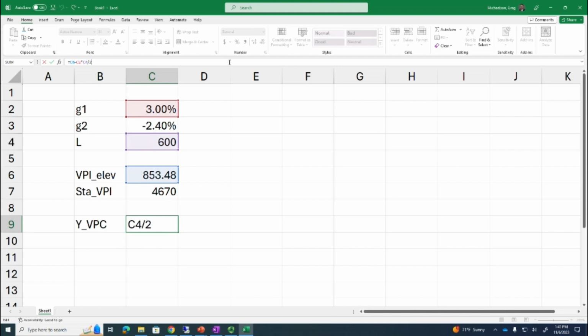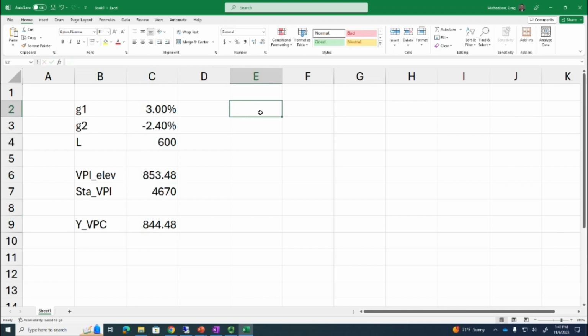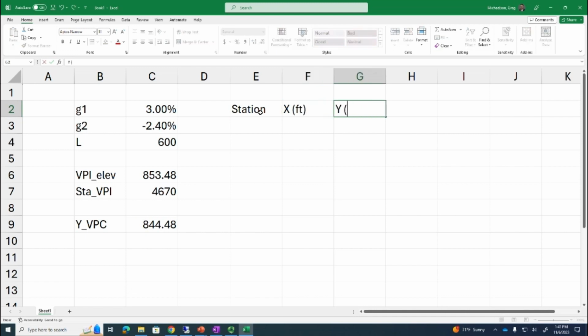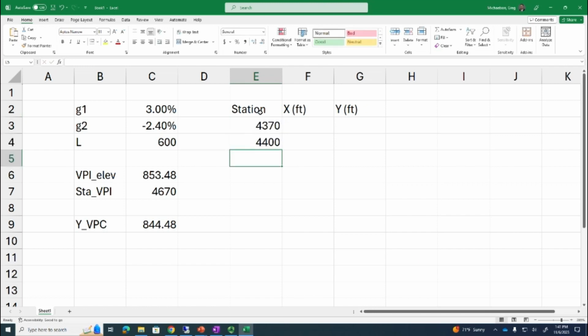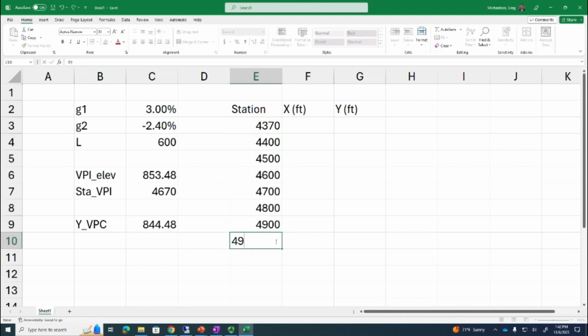Okay. Now watch this. Okay. So I'm going to go up here. I'm going to do station X, Y. Okay. Now what stations did we use? We used station 4370, 4400, 4500, and we did that up until 4970, right?